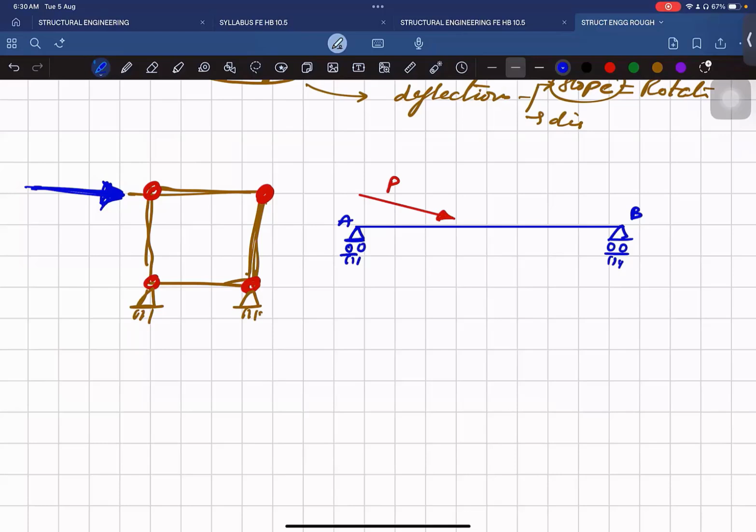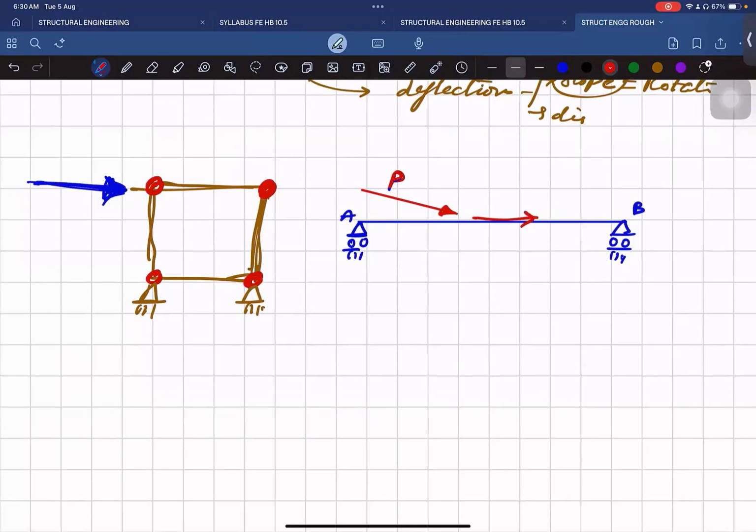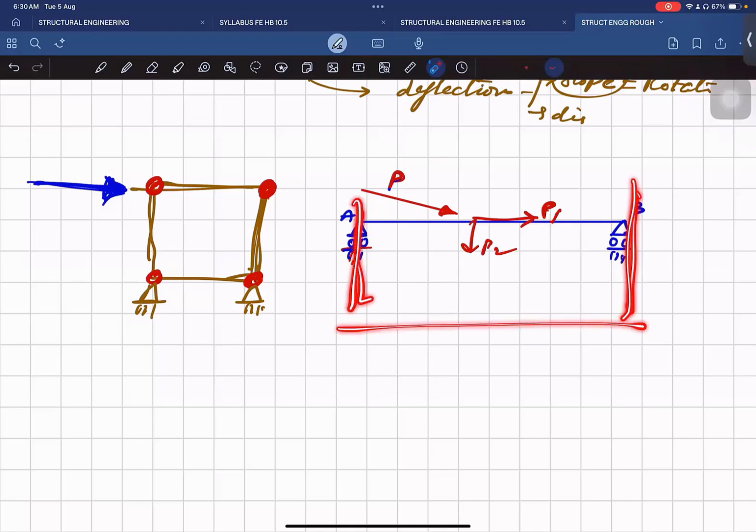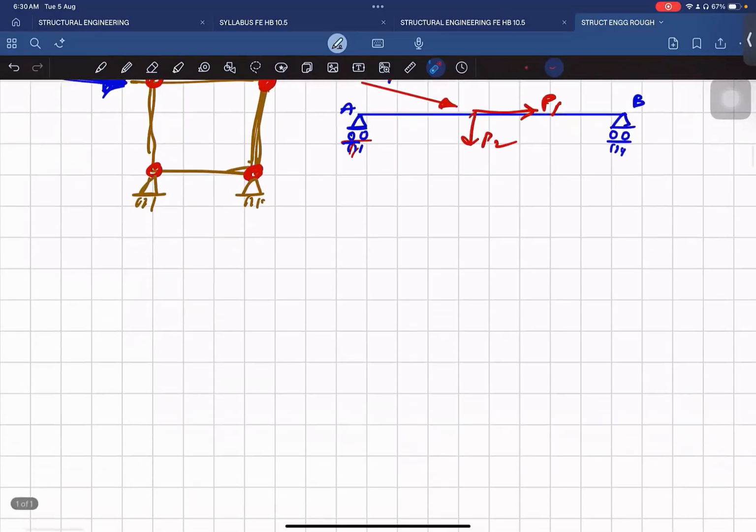It will move. So that's unstable, exactly. Because when you apply this load, it will have some components P1 and P2. Because of this load acting here, and both supports being free to move, the beam will just run away. It will move away from its prescribed location, which defeats its purpose. So it is also an unstable structure.